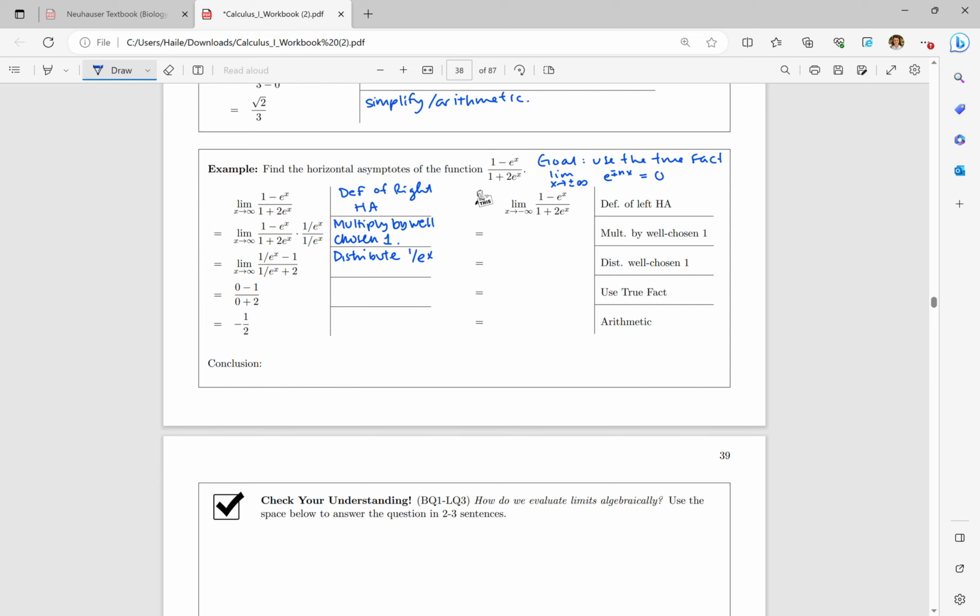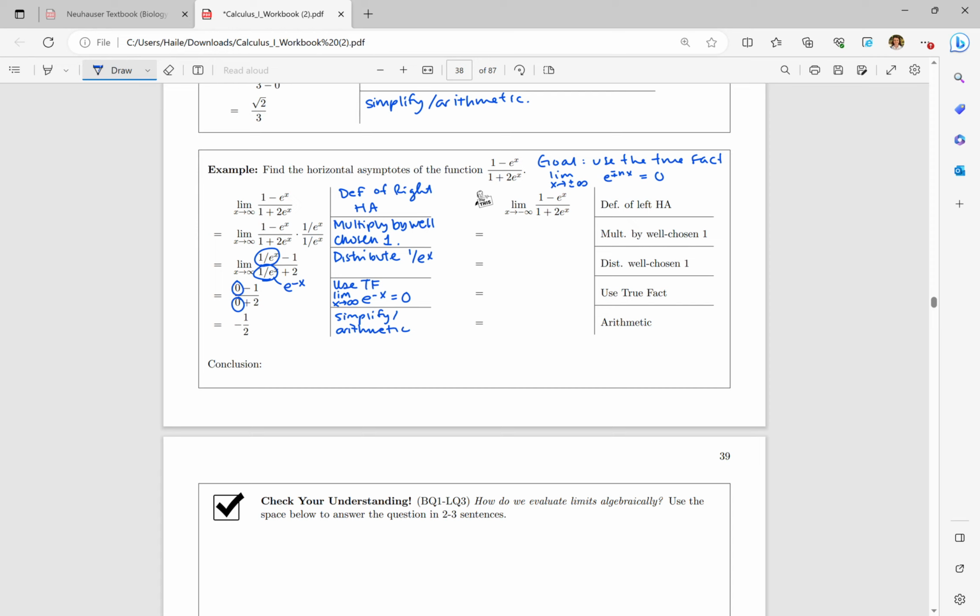Now we can use the true fact. So here we're going to use the true fact, limit as x approaches infinity of e to the minus x is equal to 0. So these 1 over e to the x's, that's the same thing as e to the minus x. So both of those are going to become a 0 in the next step. All right, and that's our true fact used. So then from there, we're just going to simplify / arithmetic. And we get -1/2 as our right horizontal asymptote.